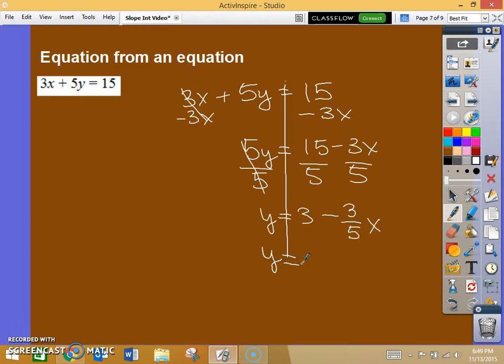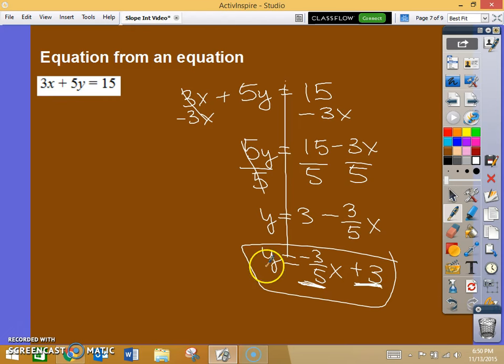Y is equal to, this 3/5 x has a minus sign in front, so it becomes negative 3/5 x. This 3 was positive, so that's plus 3. Now this is my final equation, because I have my m value of negative 3 over 5, and I have my b value of a positive 3. And y is by itself. So this is slope-intercept form.